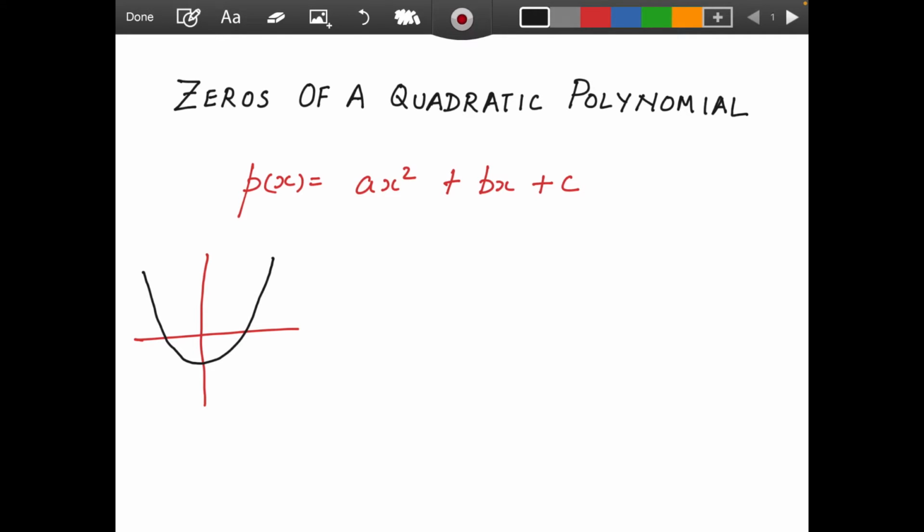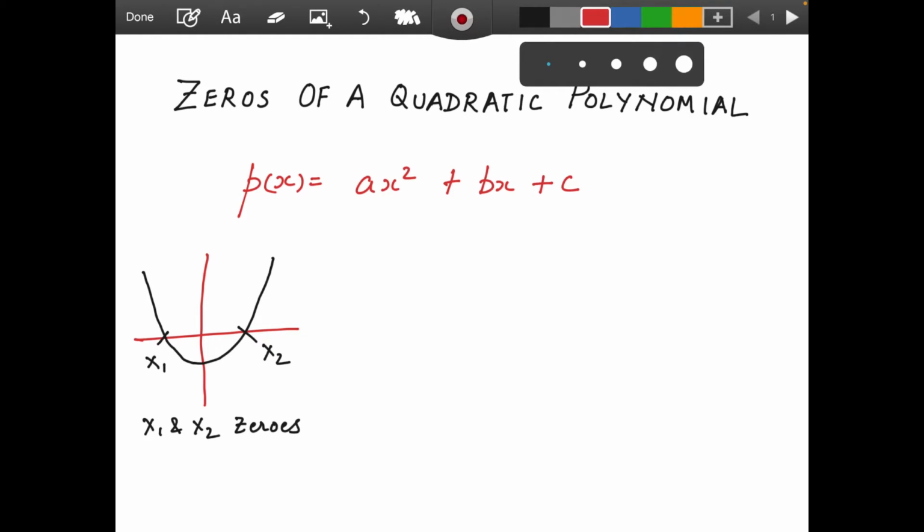If we look at this curve, it is intersecting the x-axis at two different points, x1 and x2. At both these points, the value of the curve is 0. So x1 and x2 are called the zeros of the polynomial, or zeros of the quadratic equation. Now this is just one example of the curve of a quadratic polynomial. There could be other forms of the graph.